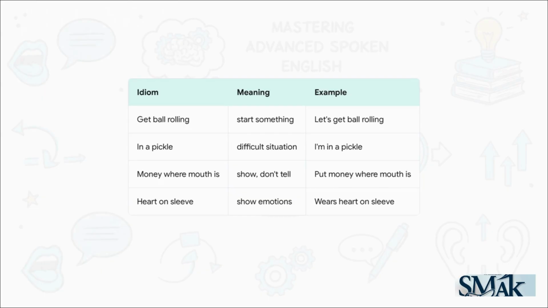Then we have put your money where your mouth is, which essentially just means show, don't tell. If you believe in an idea, put your money where your mouth is. And finally, if you openly show your emotions, you wear your heart on your sleeve. These are incredibly visual ways to communicate, aren't they?